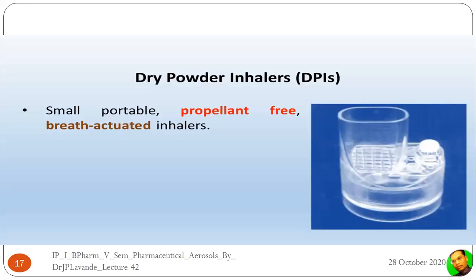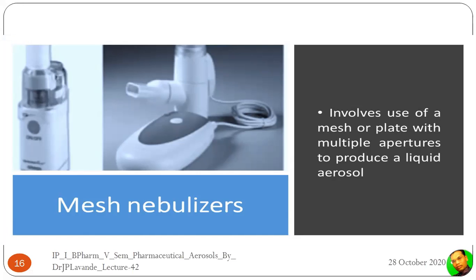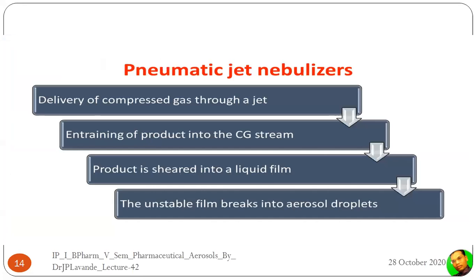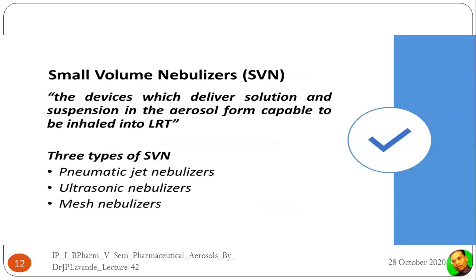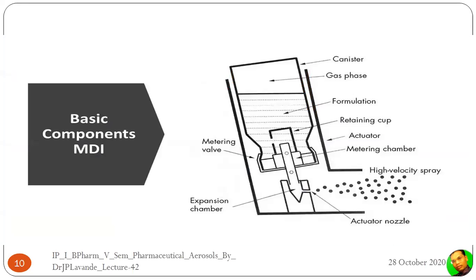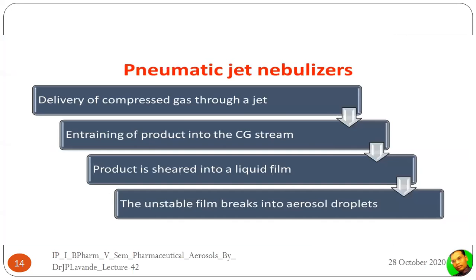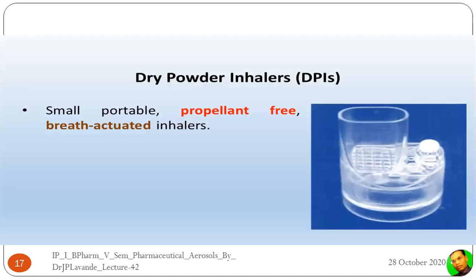There are the dry powder inhalers. All that we saw up till now are examples of the nebulizer, that is the mesh nebulizer, ultrasonic nebulizer, and the pneumatic jet nebulizers, right? Small volume nebulizers. Then we saw the MDI. Now we have to move to the DPIs. So DPI is the third kind of inhaler system, and it is the dry powder inhaler.